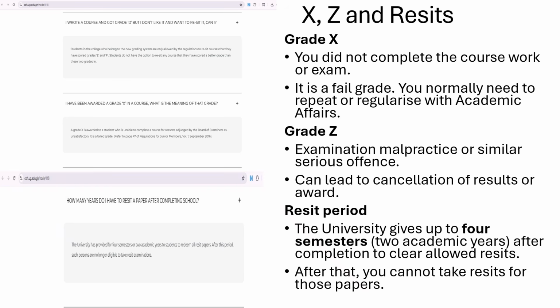If you're in level 100, 200, 300, and 400, you're not done. So, the resit period.